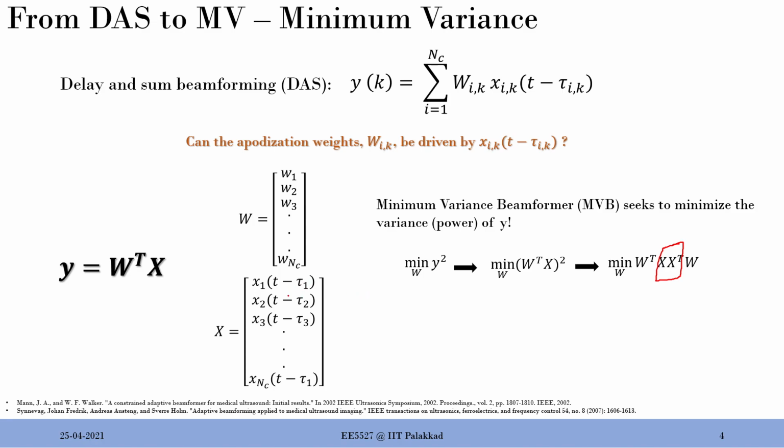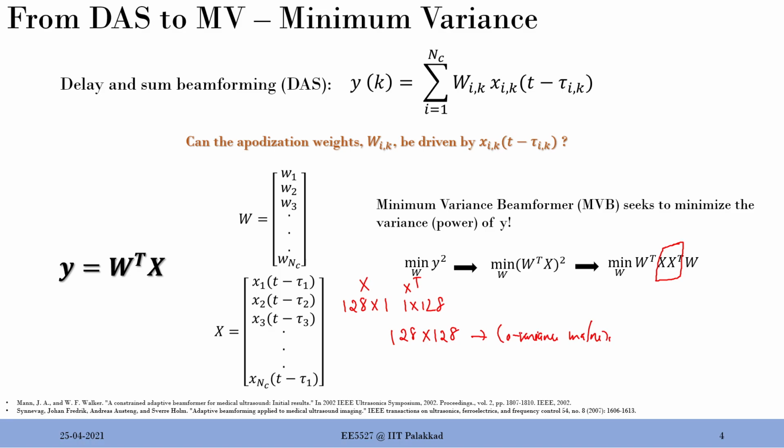So let me put the numbers in. 128 cross 1 is your X, and then X transpose will be 1 cross 128. If I do this multiplication, I will get 128 cross 128. This matrix, X into X transpose, is nothing but a covariance matrix in terms of statistics, or you can also call it a correlation matrix.